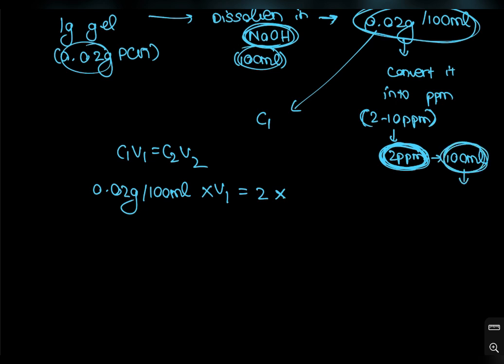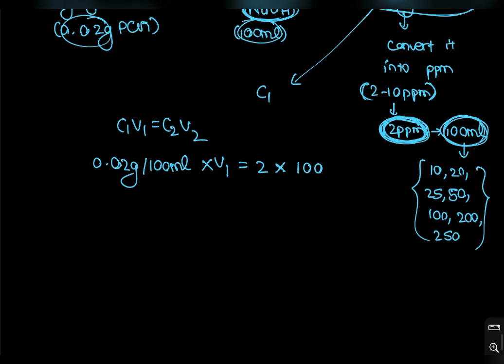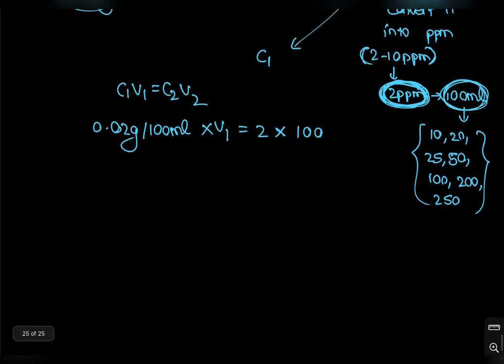The volumetric flasks that you get usually range from 10 ml, 20 ml, 25 ml, 50 ml, 100 ml, 200 ml, 250 ml. All of these volumetric flasks are an option. Let's say we are considering 100 ml here. So V2 we get as 100. So we just solve this entire thing.